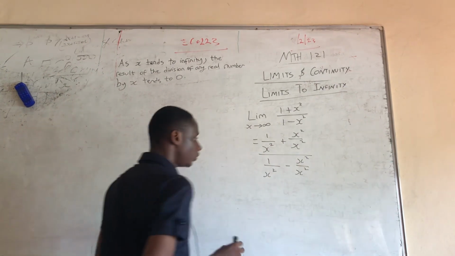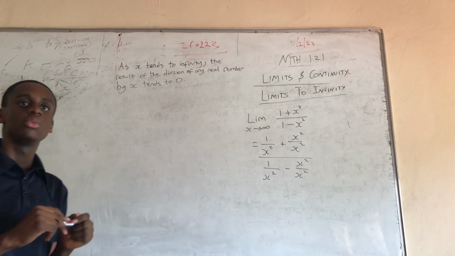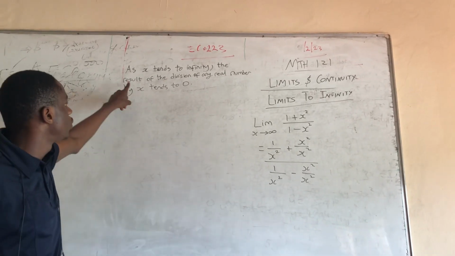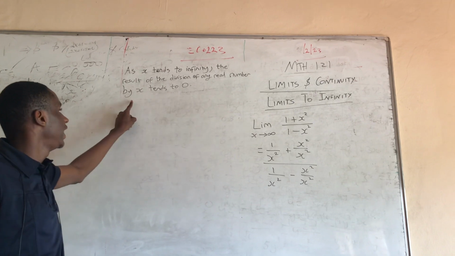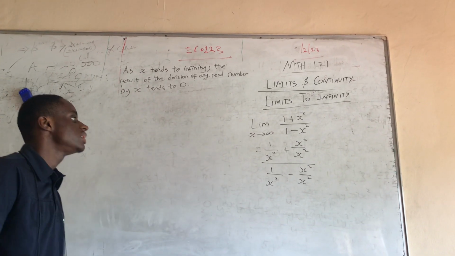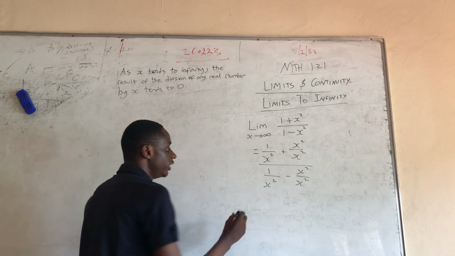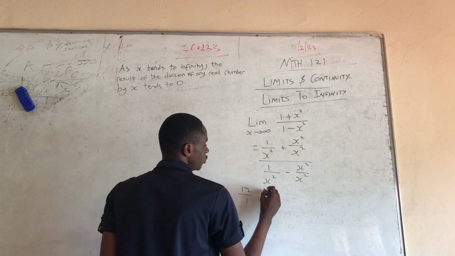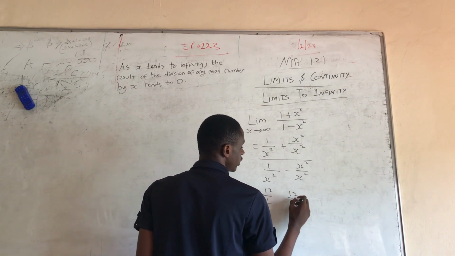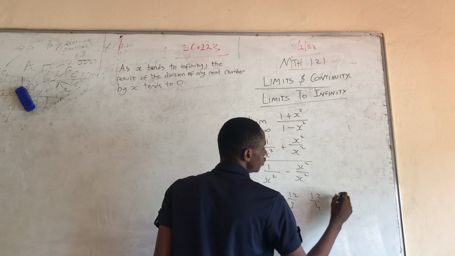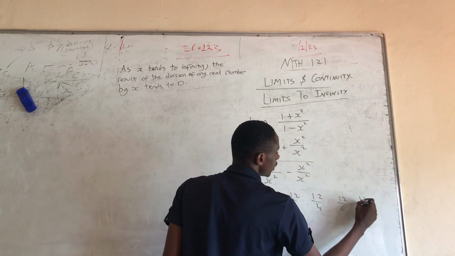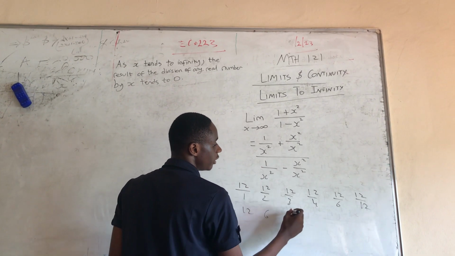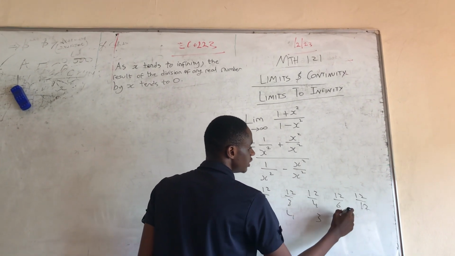Now, another thing about limits is this. As x tends to infinity, the result of the division of any real number by x tends to 0. What does that mean? It simply means, for example, if I have 12 over 1, 12 over 2, 12 over 3, 12 over 4, 12 over 6, 12 over 12, right? 12 divided by 1 is 12, 12 divided by 2 is 6, 12 divided by 3 is 4, this is 3, this is 2, this is 1.